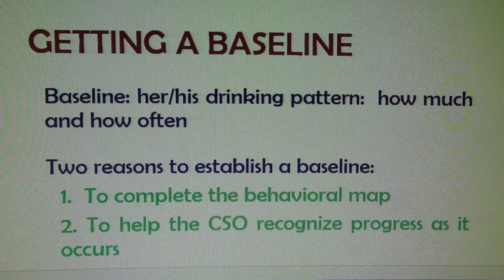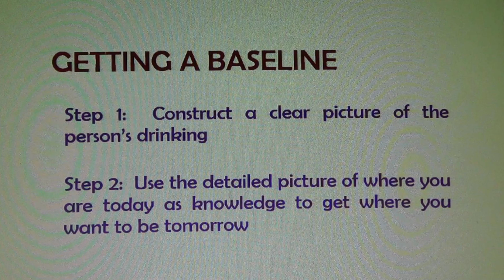There are also a couple of steps in getting this baseline. The first can be done by completing an exercise which involves thinking carefully in an effort to answer every question, construct a clear picture of the person's drinking, use a calendar and think back from one day to the next, and estimate the amount of use for each day. Notice the tendencies to drink more or less on weekends, as well as changes from week to week.